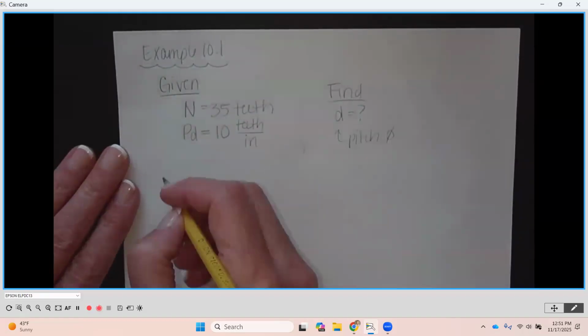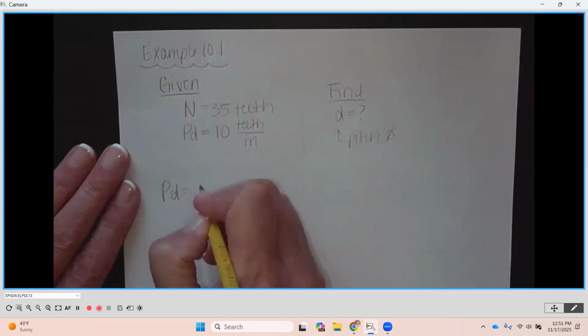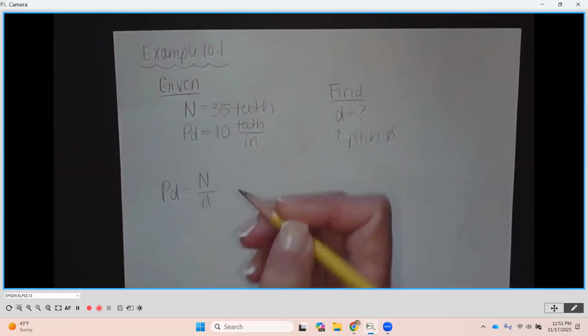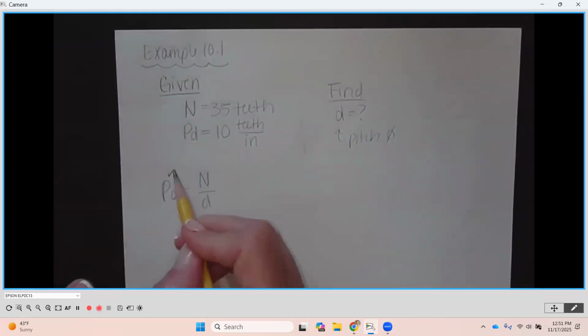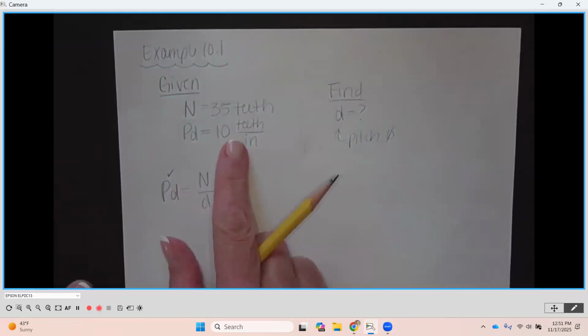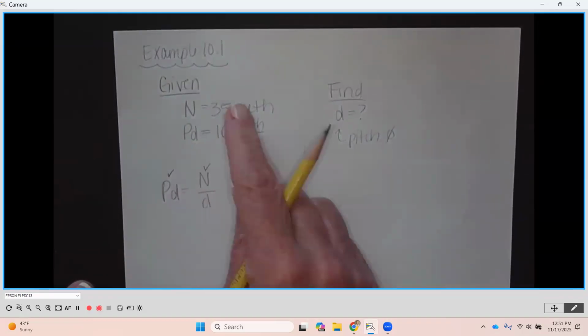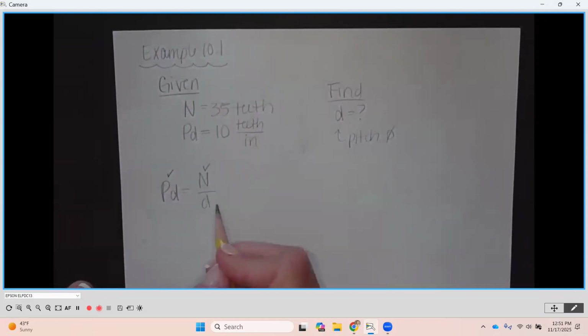So that's our base equation. Diametral pitch is equal to number of teeth divided by pitch diameter. Now we're given diametral pitch, that's the 10. We're given the number of teeth, that's the 35 teeth. We need to find D.